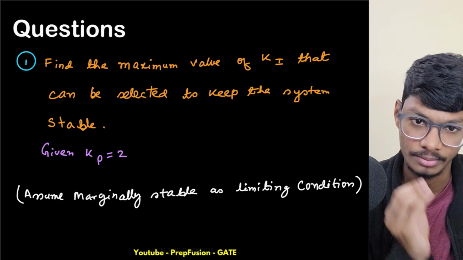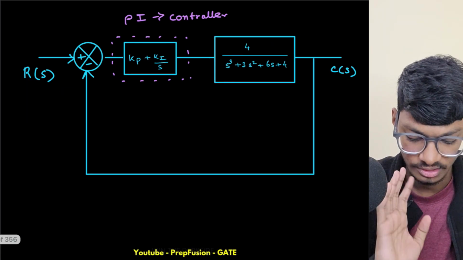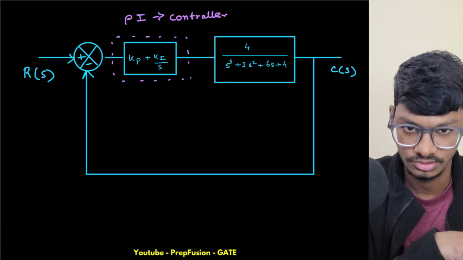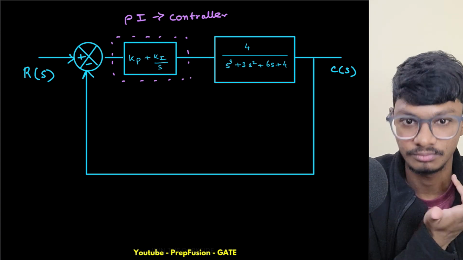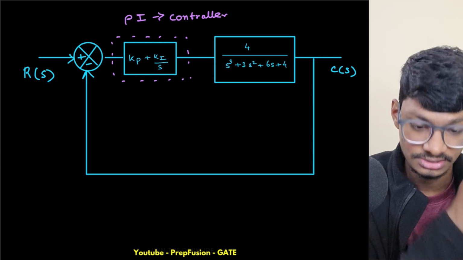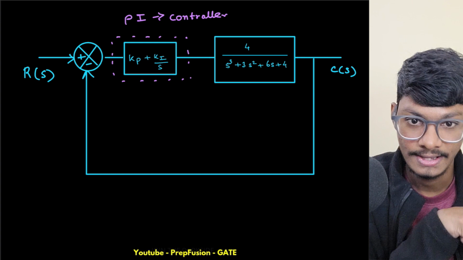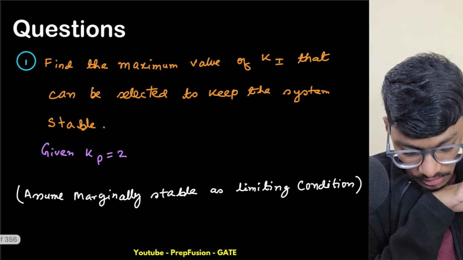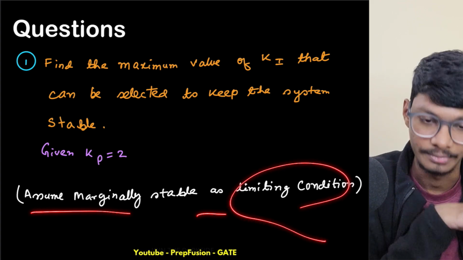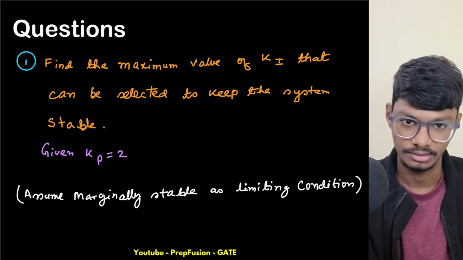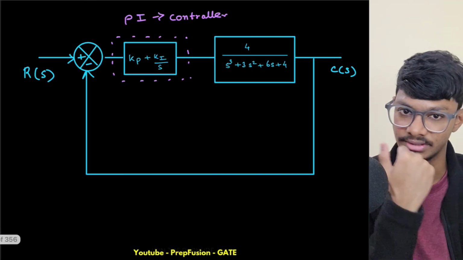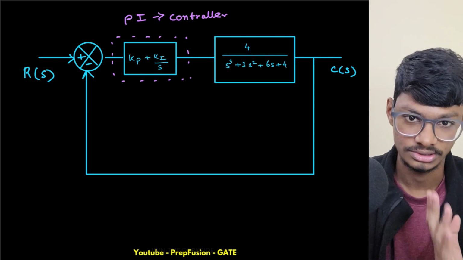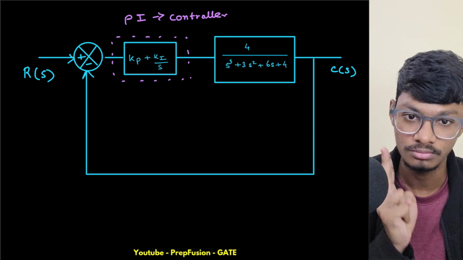So here it is not talking about a desired performance. It has already told us that for some reason Kp is equal to 2. We get some parameter from that, and at max what I can keep my Ki so that the system will remain stable. Assume marginally stable as the limiting condition. These types of questions may come in GATE, and these are mathematical. In GATE, mathematical questions come up, but in interviews, conceptual questions will come up. So you need to have clarity on both fronts.